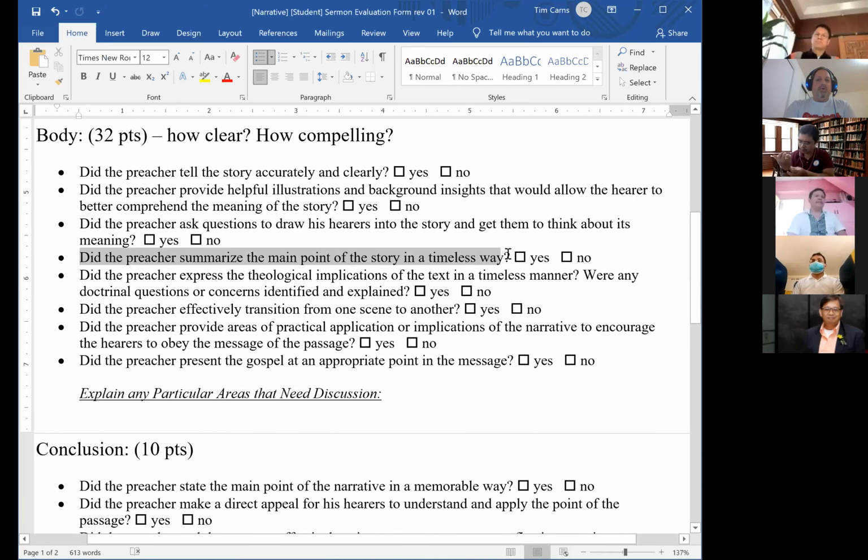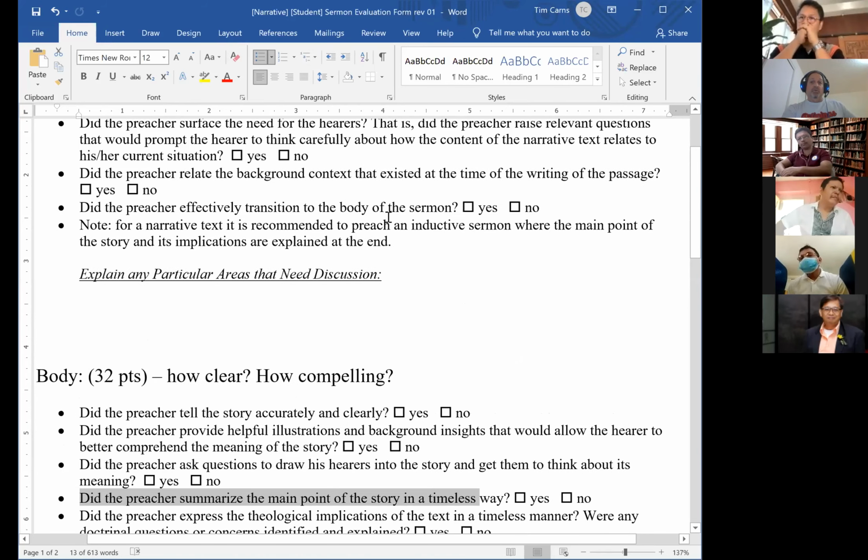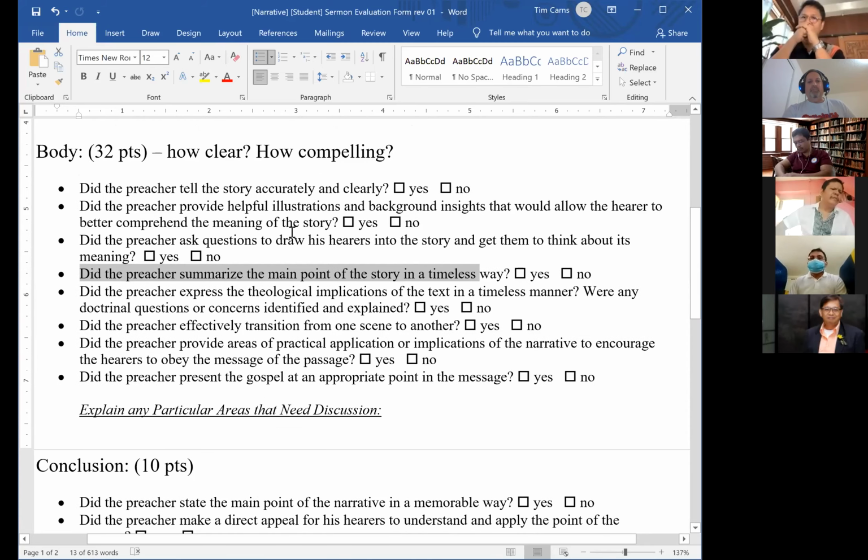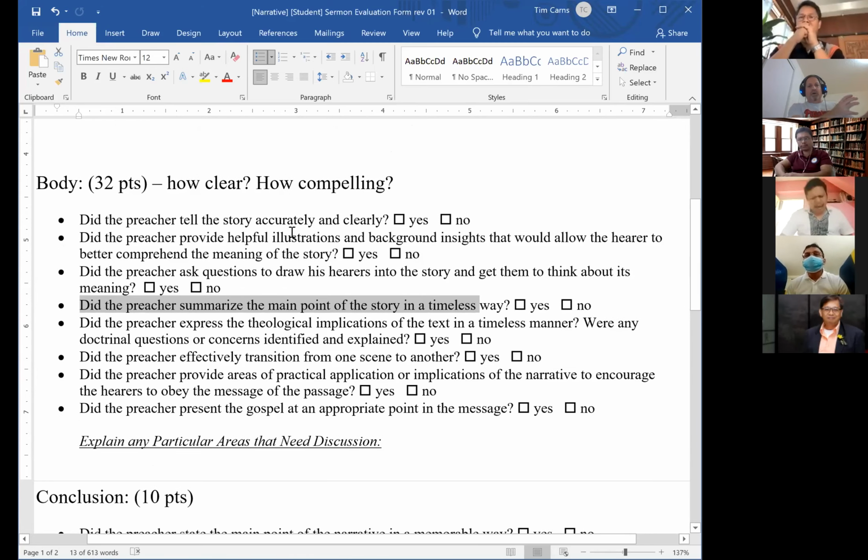Okay? So we get to that idea here. Did the preacher summarize the main point of the story in a timeless way? Now remember, in epistles, we'll usually put this up in the introduction because epistles are normally deductive sermons. But for a narrative, I put it in the body of the sermon because at some point you're drawing them to that main point. Now, again, you could say it at the beginning. That's fine. And that would be addressed here in evaluation. Or like I said, in an inductive sermon, you might say it towards the end. So I put it in the body as far as evaluation.